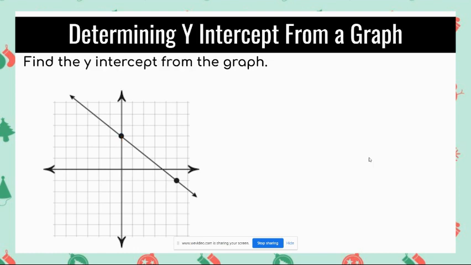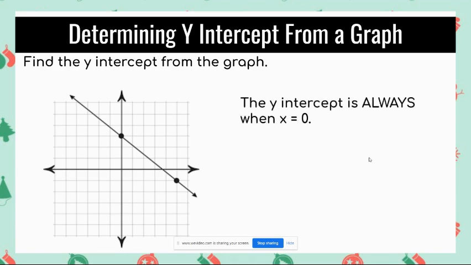So now to determine the y-intercept from a graph, well, the y-intercept is always where x is 0 or where it touches the y-axis. And I see that it touches the y-axis right here. So my y-intercept is just (0, 3) because that's the point in which we touch the y-axis and where x is 0.